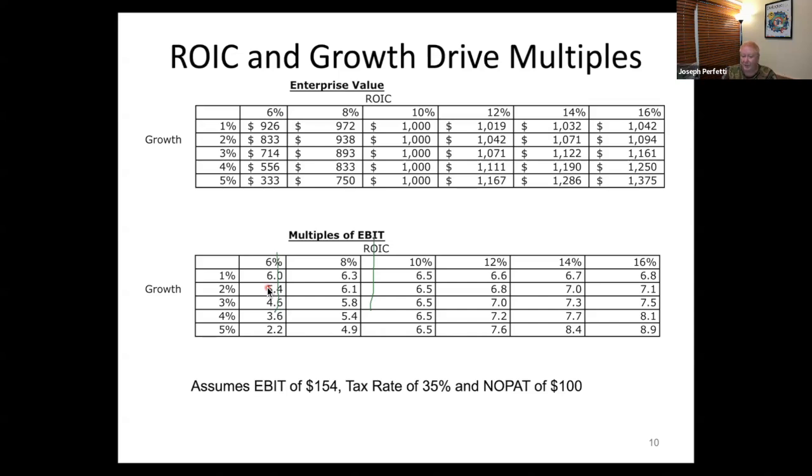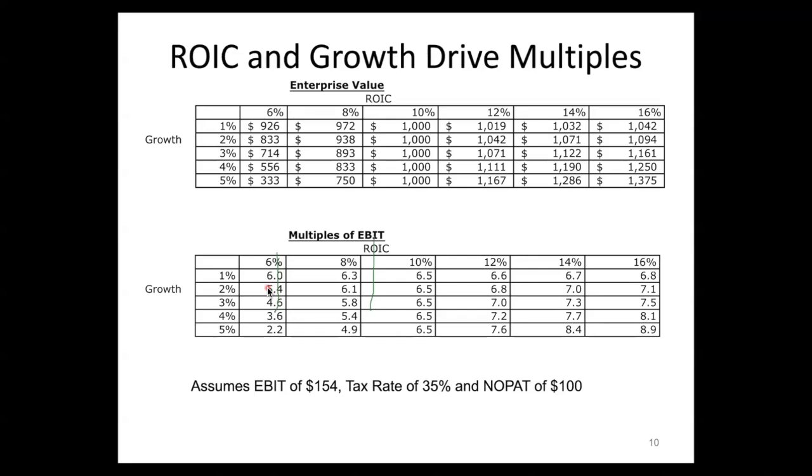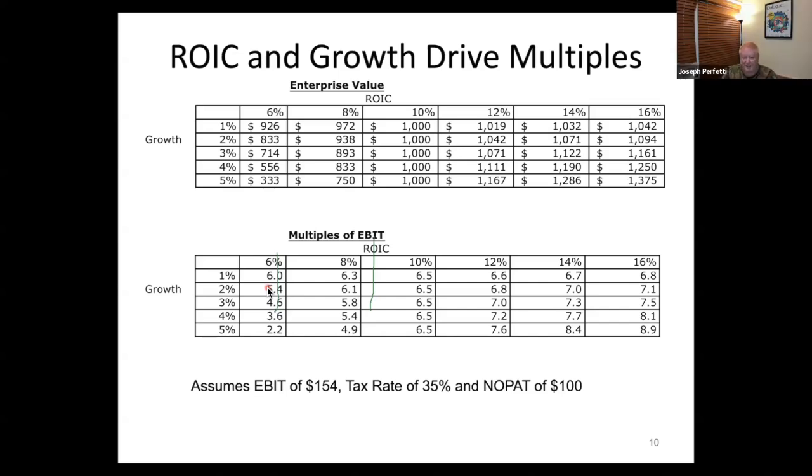So here's my question to the group. Based on this data, if there was a company trading at 6 times EBIT, what would that tell you? If we had a company trading at 6 times EBIT, what would that tell you? It would take the company 6 years to earn back what they're worth today. And at 7 times EBIT, it would take them 7 years to earn back. That's one thing it would tell you, but what else would it tell you?